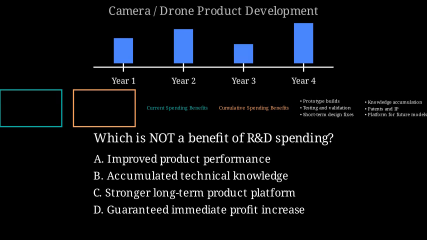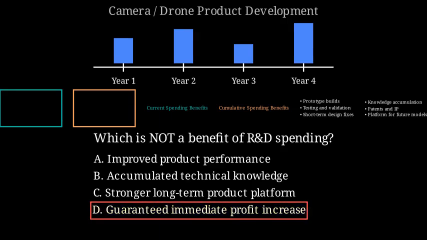Option D says guaranteed immediate profit increase. This is not a guaranteed benefit. R and D does not promise instant profits. It often costs money first, and profits may come later or not at all. Therefore, option D is the answer.